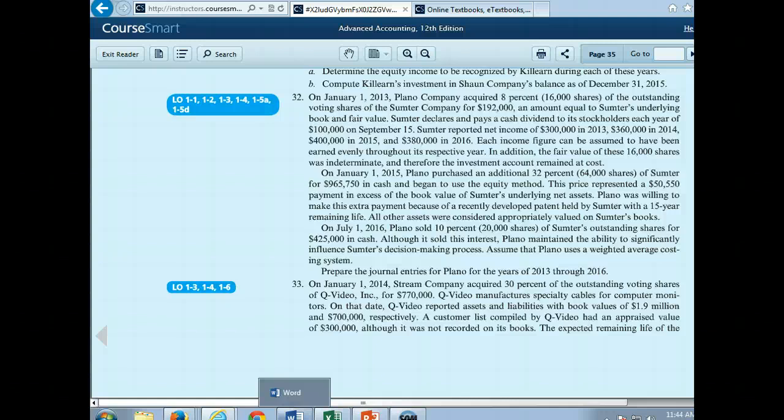On July 1st, 2016, Plano sold 10% of Sumter's outstanding shares for $425,000 in cash. Although it sold the interest, Plano still maintains the ability to significantly influence Sumter's decision-making process.